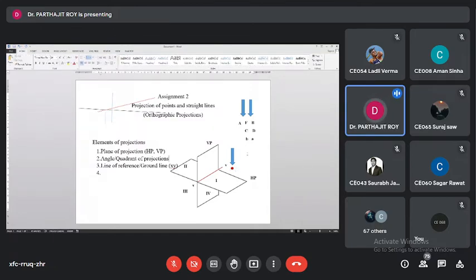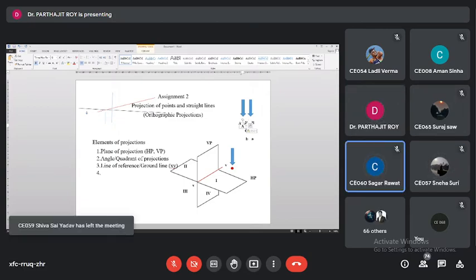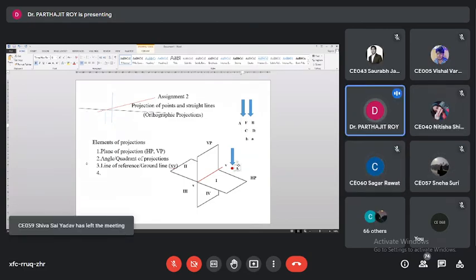Where is this point? What is the quadrant position of the point? First angle? Yes or no? Yes, sir. Okay, let us call this point A.